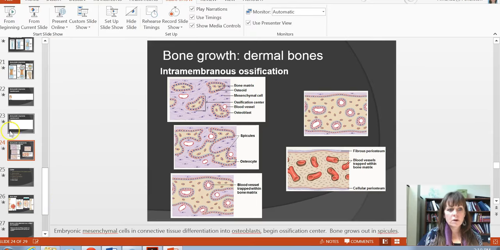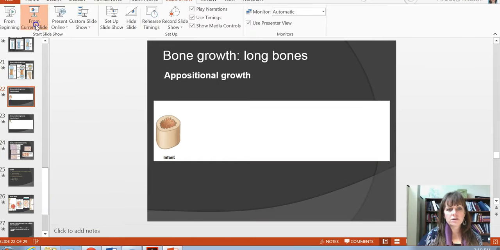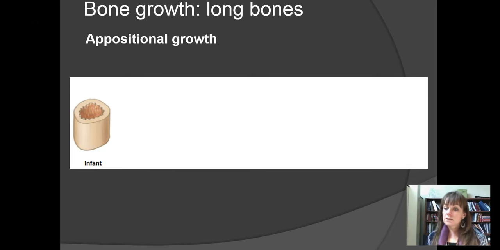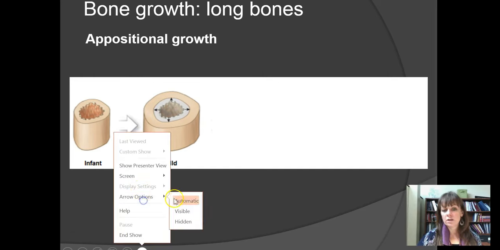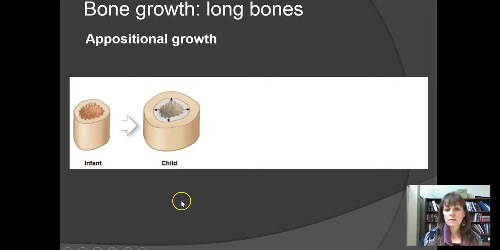Now, the other type of growth we need to talk about is appositional growth. We talked about this a little bit whenever we talked about cartilage in the tissue lecture, but let's talk about appositional growth. This is showing here an infant, and notice as they grow into a child, they're continuing to lay bone matrix around this periphery. Okay, that's appositional growth. That's how you get some of those circumferential lamella, okay, is adding to this outside.